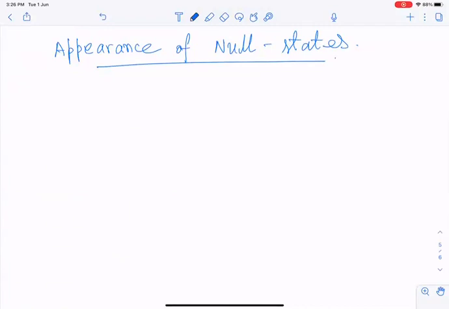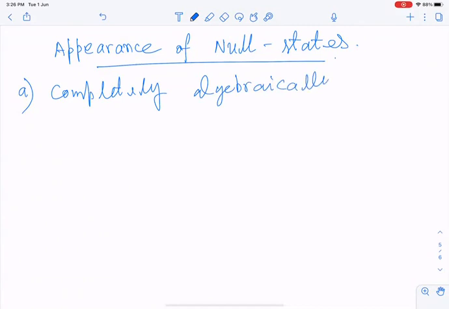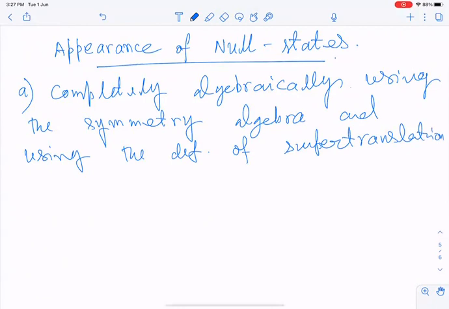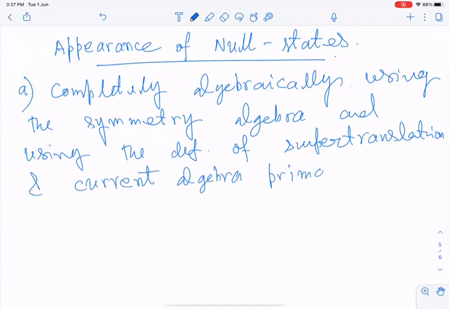Okay, so to see what kind of null states are there, you can do it in two ways. Number one is completely algebraically, using the symmetry algebra and using the definition of supertranslation and current algebra primaries. Okay, so I'll not take this way. This has been done and you can easily get it.